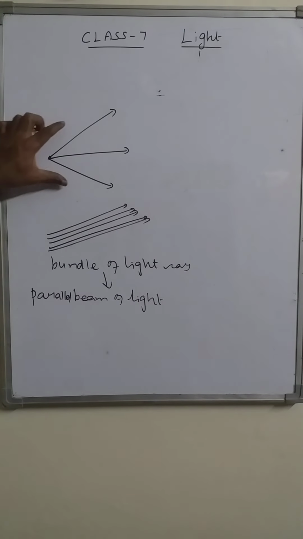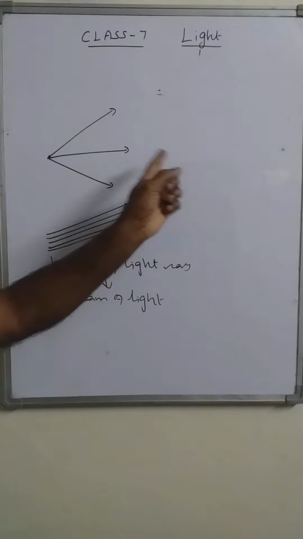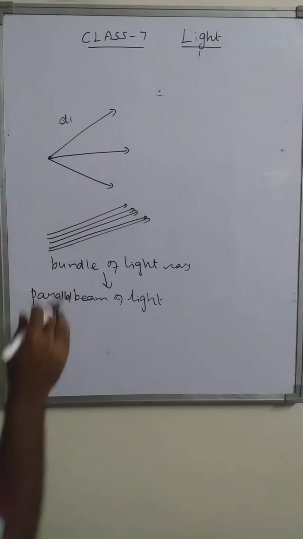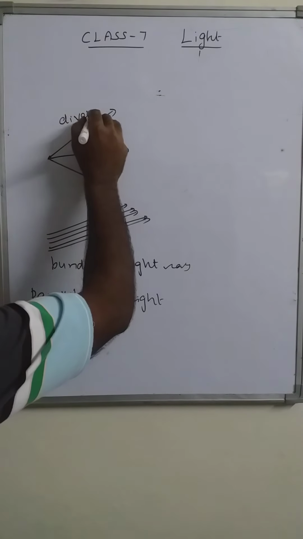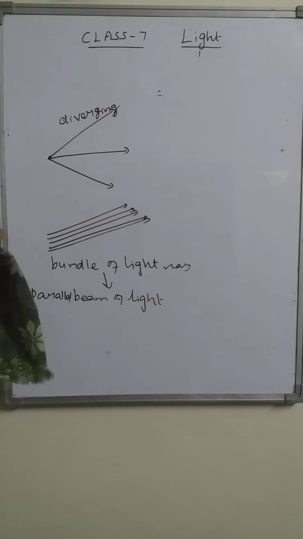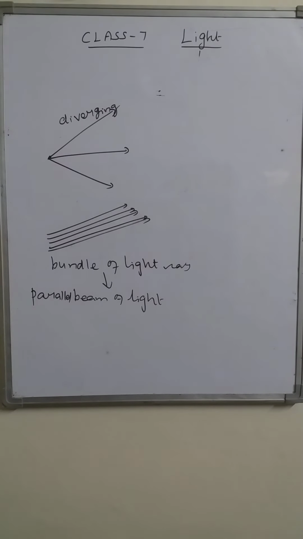Now this is also a beam of light. Here this is the point from which the light rays are emitted, and they travel in different directions in space. So this beam of light is known as a diverging beam of light. From a single point, if the light rays travel in all directions, that is a diverging beam of light. In a parallel beam of light, all light rays are parallel to each other.